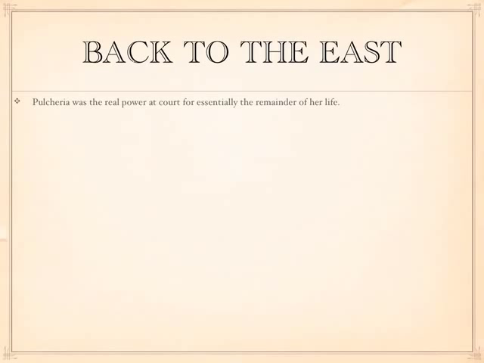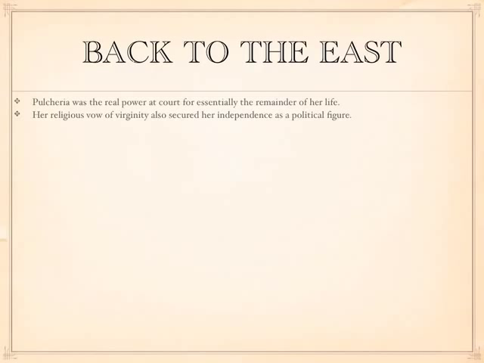After she took over, Pulcheria was the real power at court for pretty much the remainder of her life. She took a religious vow of virginity, which was probably sincere at every level. It also secured, however, her independence as a political figure. If she wanted to ensure that she would not be subject to a man and the man would not take power from her, her vow of virginity ensured that this would be so.